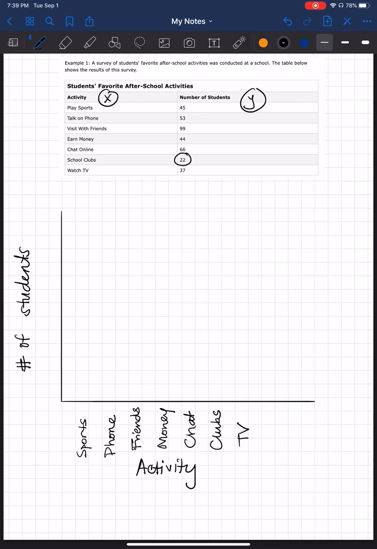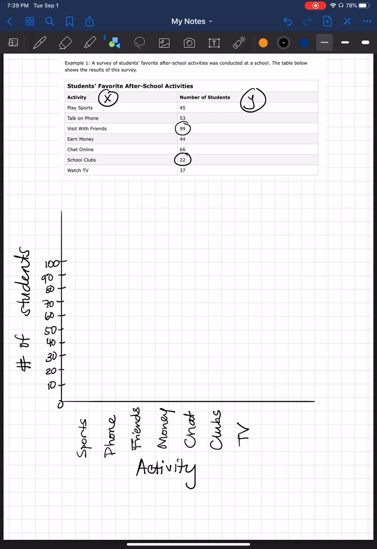Right, and then our numbers, again, you want to make sure that you encompass all of them. So we got 22 is our lowest and 99 is our highest. So I think I'm gonna go by tens here. So this is 0, we got 10, 20, 30, 40, 50, 60, 70, 80, 90, and then 100. Okay, and this one, instead of using dots, we're going to use bars, right?